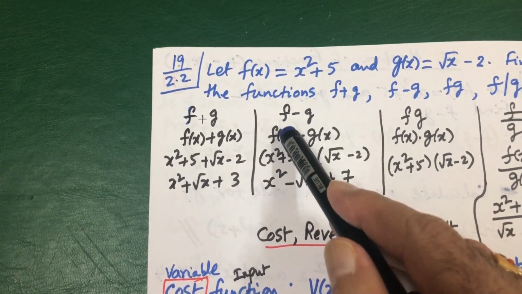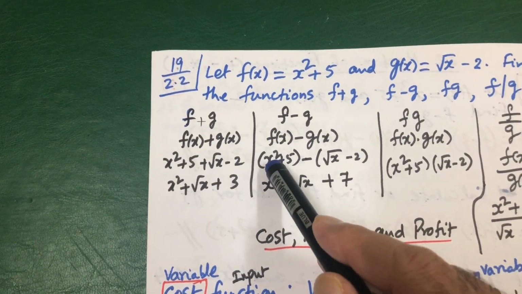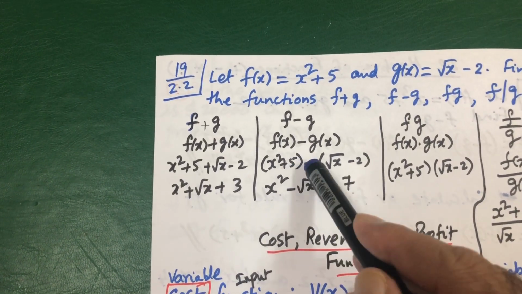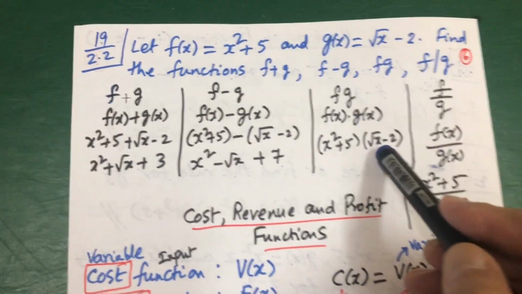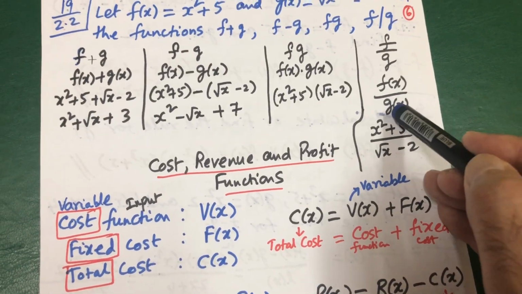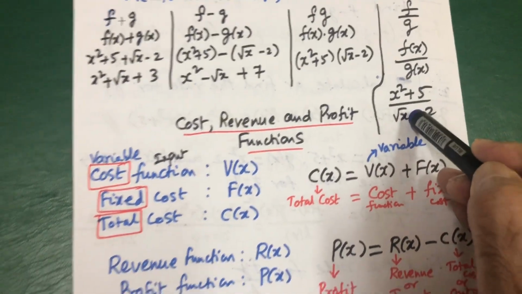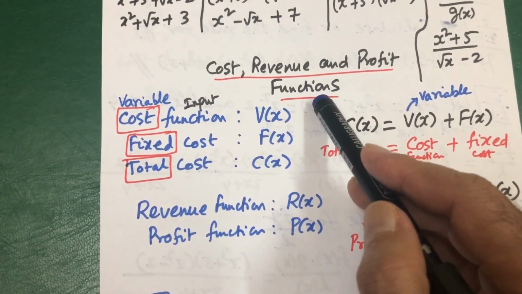f minus g means f(x) is here, minus here, g(x) is here. So this is x square minus root x. 5 minus is plus 7. So fg means f multiply g. Just simply write it. f over g means f divided by g, f(x) over g(x). Simply write like this.